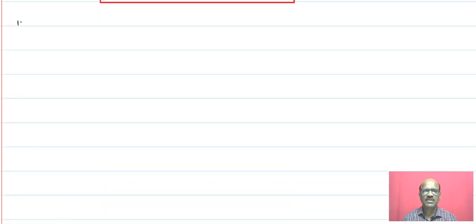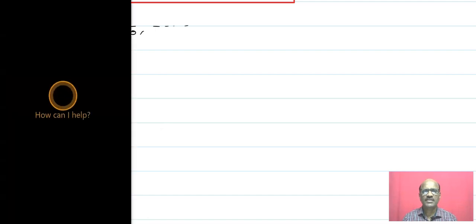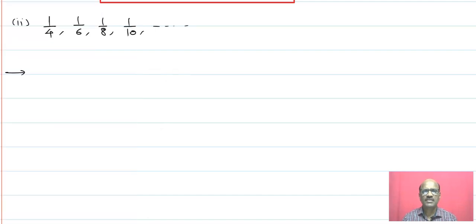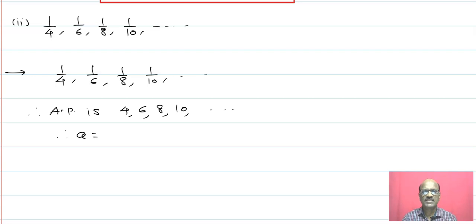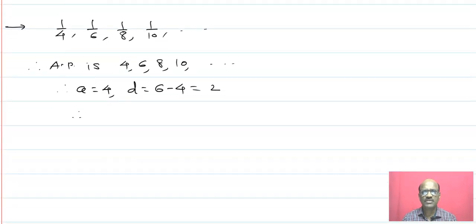Now next example, example number 2. 1 by 4, 1 by 6, 1 by 8, 1 upon 10. These are the terms. Now AP is 4, 6, 8, 10. A is equal to 4, D is equal to 2.